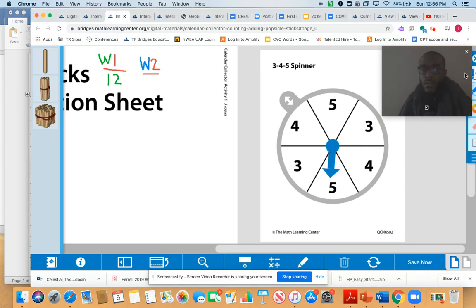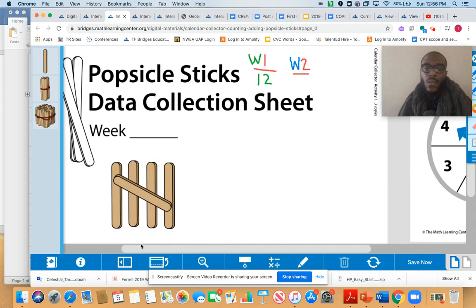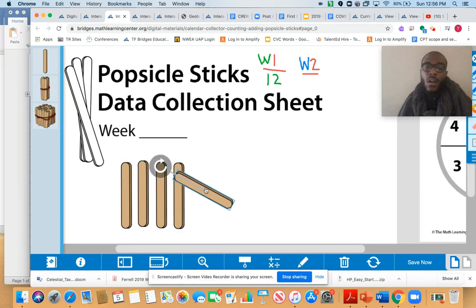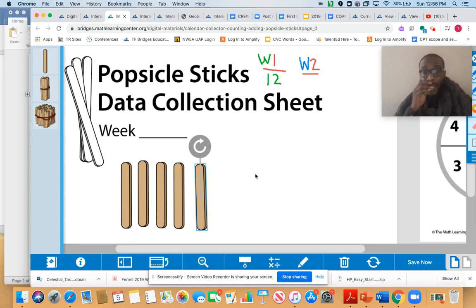Let me put that back. Spin. 4. We landed on 4 today. So I'm going to take this off so we can see how many we have. So if I was to add 4 more sticks, you can have a clear understanding. If I was to have 4 more popsicles added, how many will I have in total? So I have 5 now. 1, 2, 3, 4, 5. 1, 2, 3, 4. One fell. 4, 5. I have 5 popsicles now.